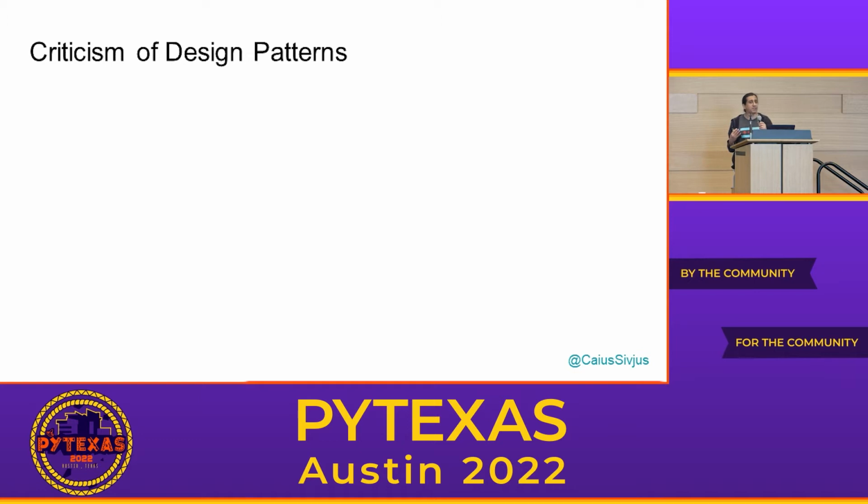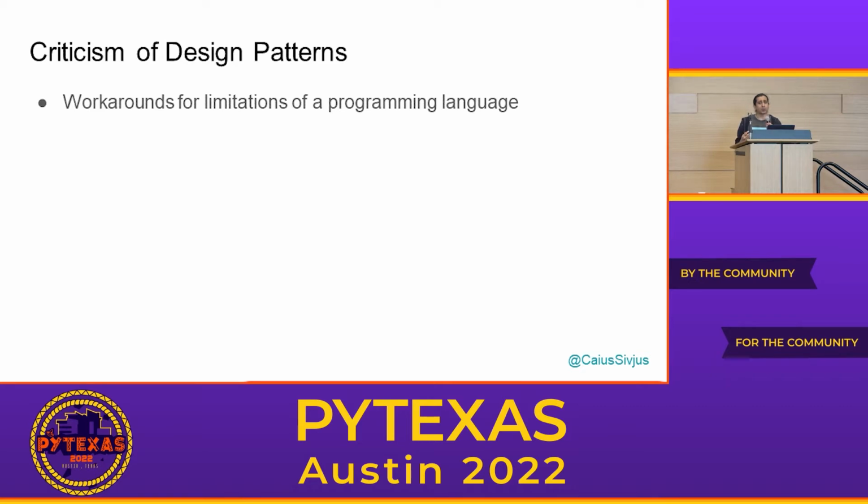I really wouldn't be giving a full picture of design patterns if I didn't talk about some of the criticisms. Design patterns are considered workarounds for the limitations of a programming language. For example, in Java, there are design patterns to mimic features such as multiple inheritance or decorators. Languages such as Python have these features built into the language.